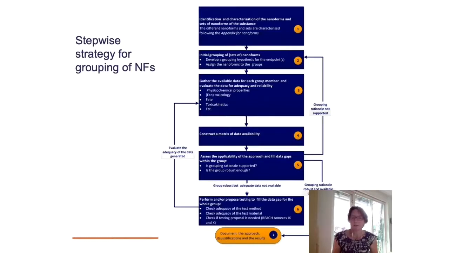With all the existing information, a data matrix should be constructed with information on these properties for each of the members of the potential group, and then you assess the applicability of the approach and fill in data gaps within the group. So is the data matrix sufficiently filled? And also, does this help to justify the hypothesis? And if this is the case, you can document the approach and justify the results.